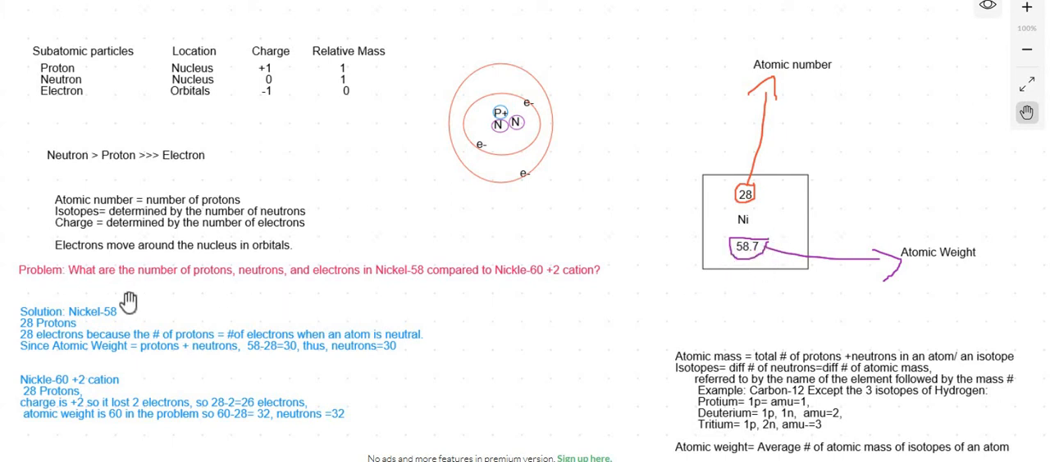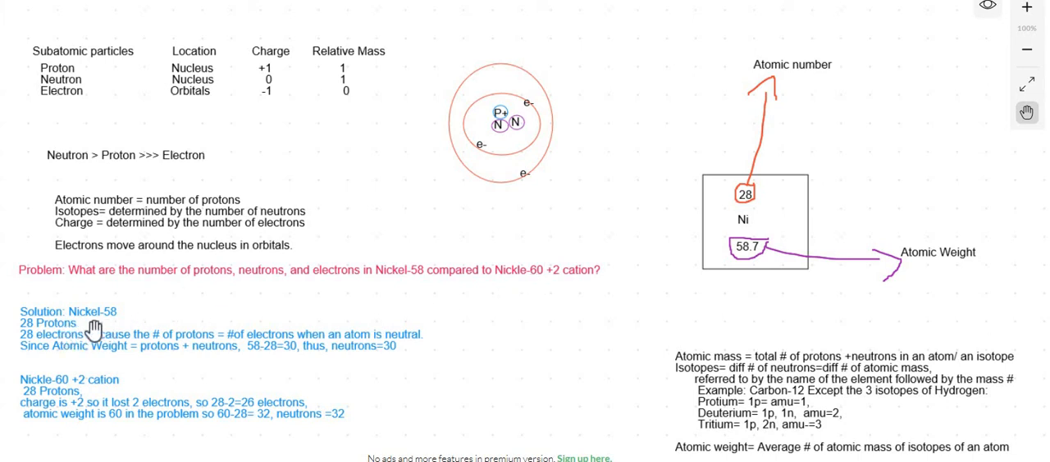Now let's do this problem. What are the number of protons, neutrons, and electrons in nickel 58 compared to nickel 60 plus 2 cation? Nickel 58 and nickel 60 are isotopes because the 58 and the 60 are mass numbers. They're atomic mass numbers. And so they're isotopes of each other.